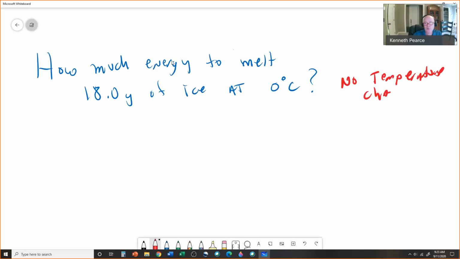And that's to tell you that you do not use the heat equation to solve this problem. Use the heat equation if you have a temperature change. Now, when we have a phase change, such as melting or freezing, there is no temperature change. And so since it's melting, we need delta H of fusion, which is 80.0 calories per gram.